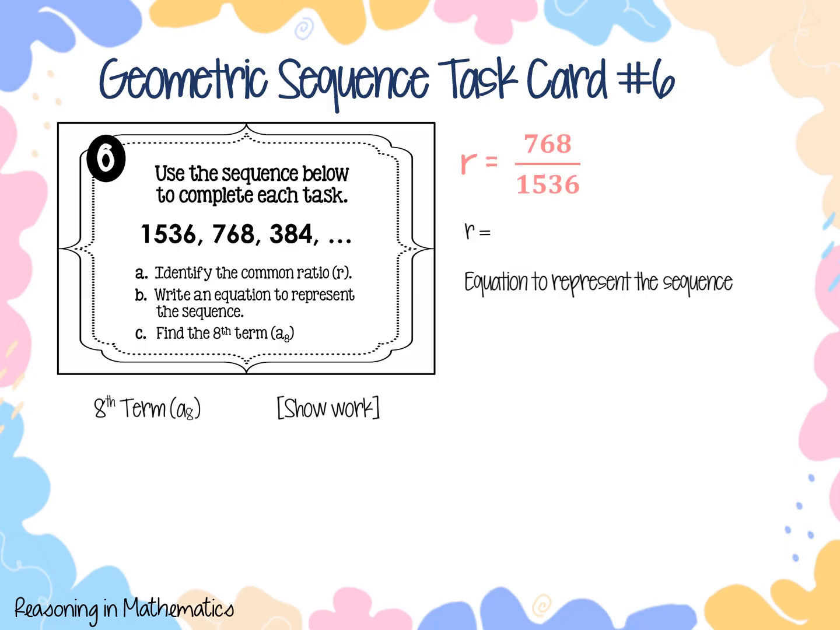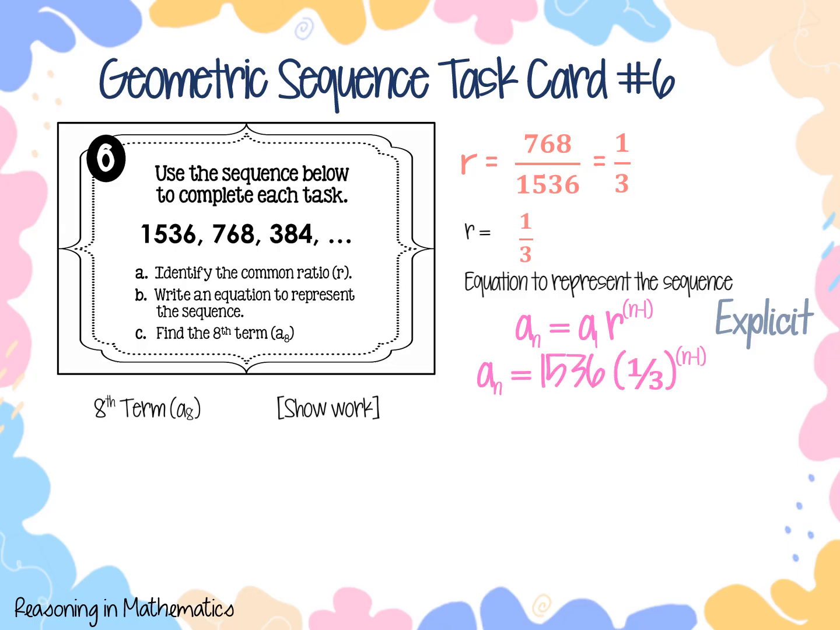Common ratio, divide 768 by 1,536. Simplify, we get 1/3. That is what our common ratio is. We're using the explicit formula, plugging in our initial value and our common ratio. There's the formula. Now we need the 8th term. So plug in 8 for each of the n's and calculate. We end up with 512 over 729.